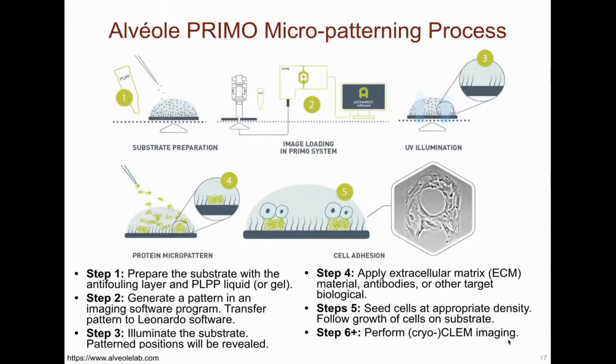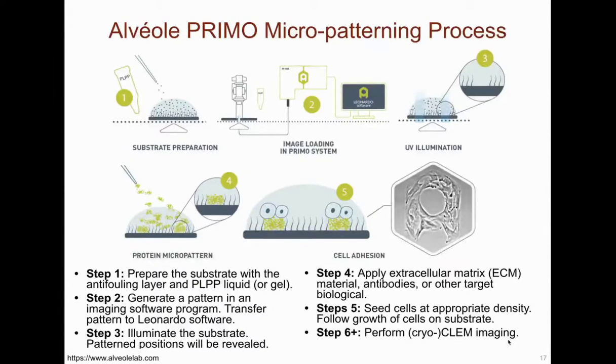Third, the substrate is loaded onto the microscope platform, registered, and then with UV illumination, the pattern is introduced onto the coated substrate. The illumination process causes local degradation of the PEG polymer. This material and the excess PLPP agent is rinsed away.